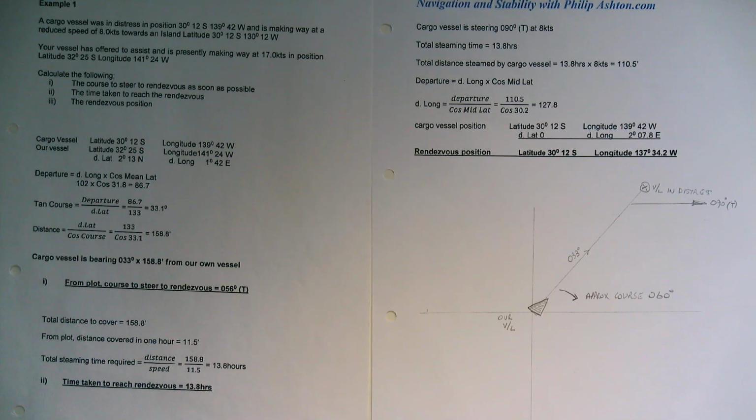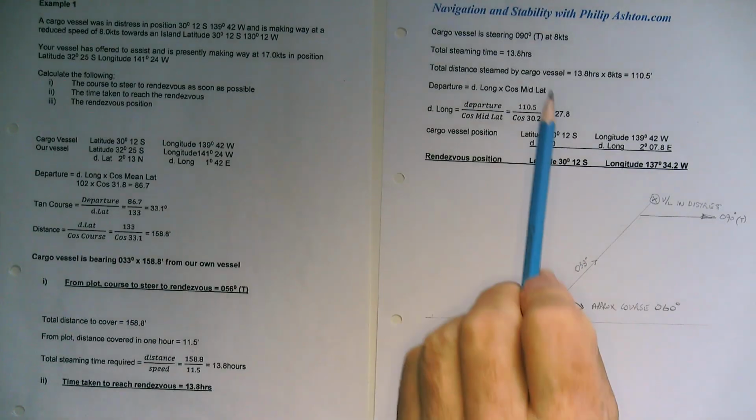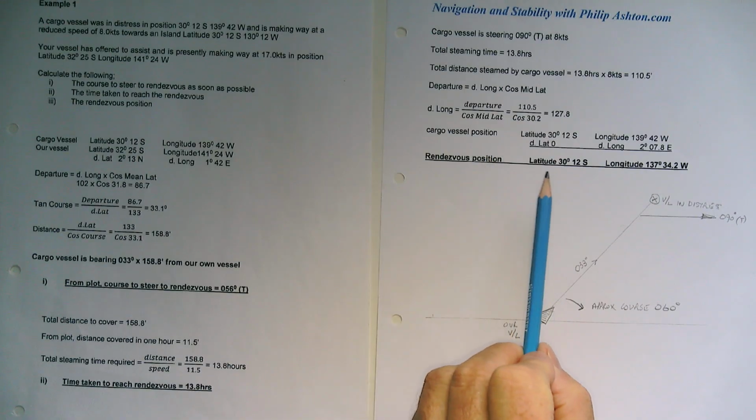Now for the rendezvous position, just simply use the cargo vessel's course and speed, work out the d long, and then that straight away gives us our rendezvous position. So that's a rendezvous plot, but just using half hour values.